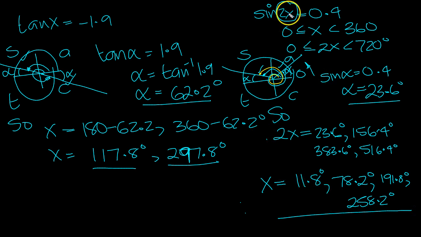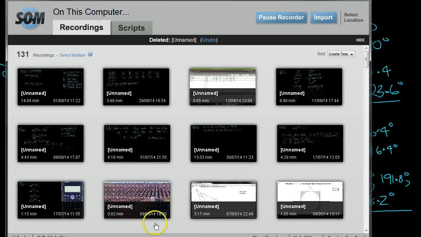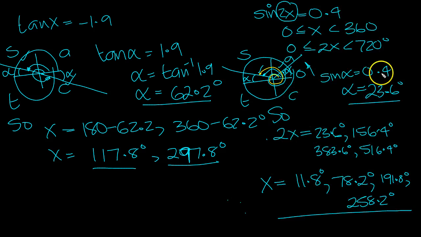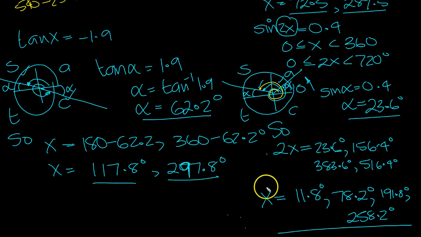And the nice thing is, problems like this, we can try them, tap them in and see if they're correct. So we can check all these are correct, you see. So sine of 2 times 11.8 should equal 0.4. Slight error because we've approximated to 1 dp, haven't we? But you can check your solutions are correct as well.